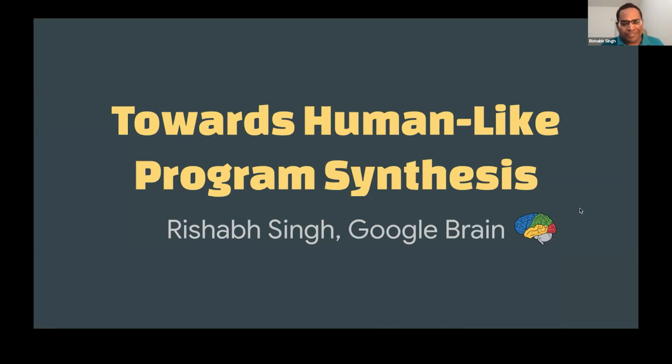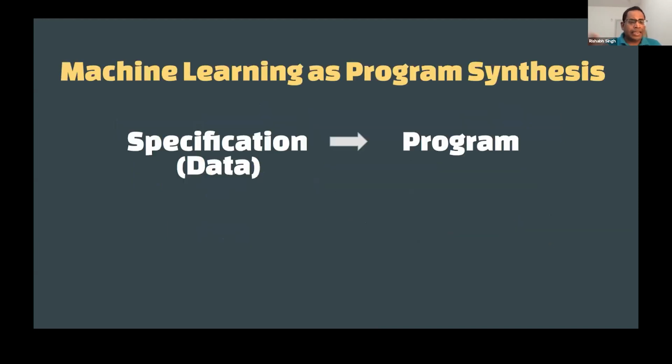And today I'm excited about talking more about how we can build program synthesis techniques that get inspiration from how humans write programs. And just to get started, as many of the presenters before have already mentioned, there is an interesting perspective of looking at machine learning from the lens of program synthesis, where we're given some data, some specification, and then instead of learning some machine learning model, we instead learn programs.